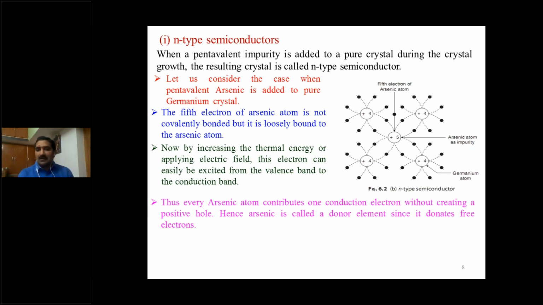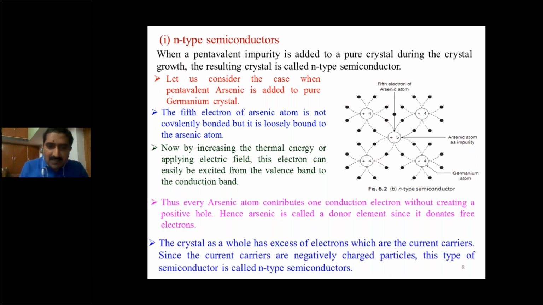Hence, arsenic is called a donor element since it donates free electrons. The crystal as a whole has an excess of electrons, which are the current carriers. Here we are adding one impurity atom to a million intrinsic semiconductor atoms. Due to the addition of impurity atoms, a large number of free electrons become available. Since the current carriers are negatively charged particles, because electrons are negatively charged, this type of semiconductor is called an n-type semiconductor.